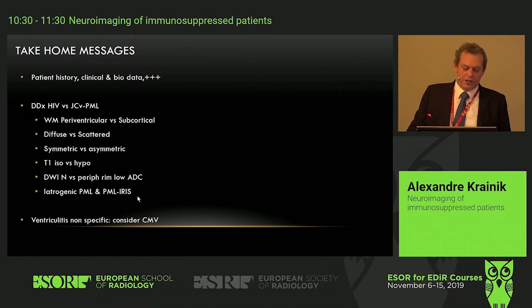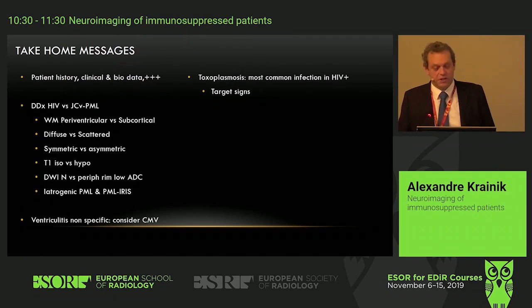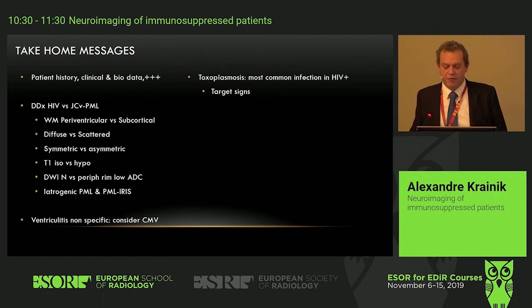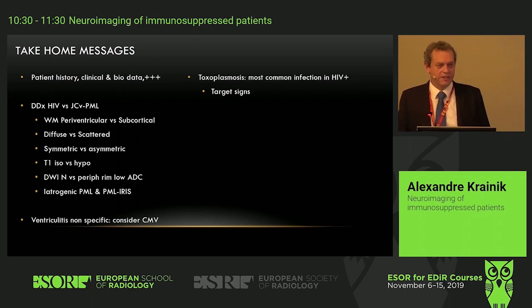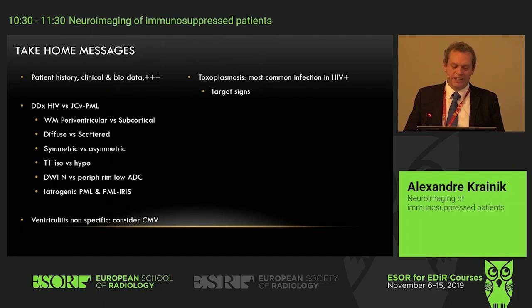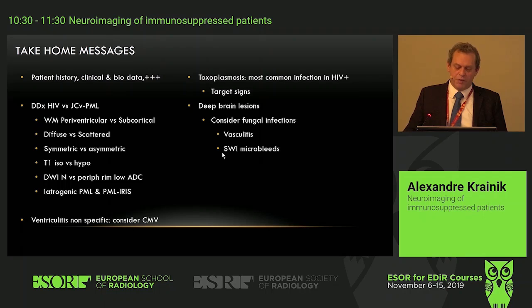When you have a ventriculitis, it's really non-specific, but remember the cytomegalovirus. Toxoplasmosis is the most common infection in HIV patients, and remember the target signs, concentric, especially eccentric target sign on post-contrast enhancement. And when you have deep brain lesions, always consider a fungal infection, especially when you have a very poor condition. You may experience this vasculitis with stroke, and SWI can be very helpful to demonstrate these microbleeds.